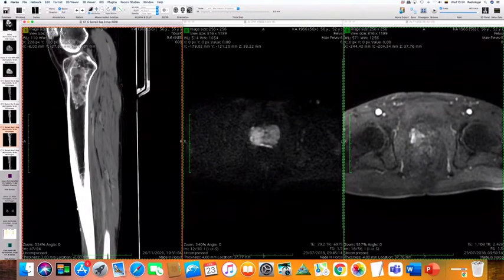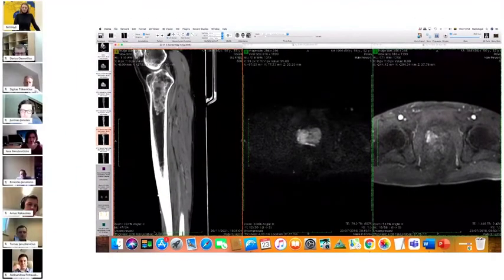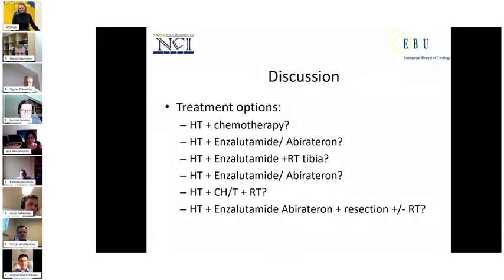Barbara? Yes, I would also like to add that he does have some pain in the leg at this particular moment. So I would like to continue the discussion about the treatment, or maybe to start it. Radiation for bone?